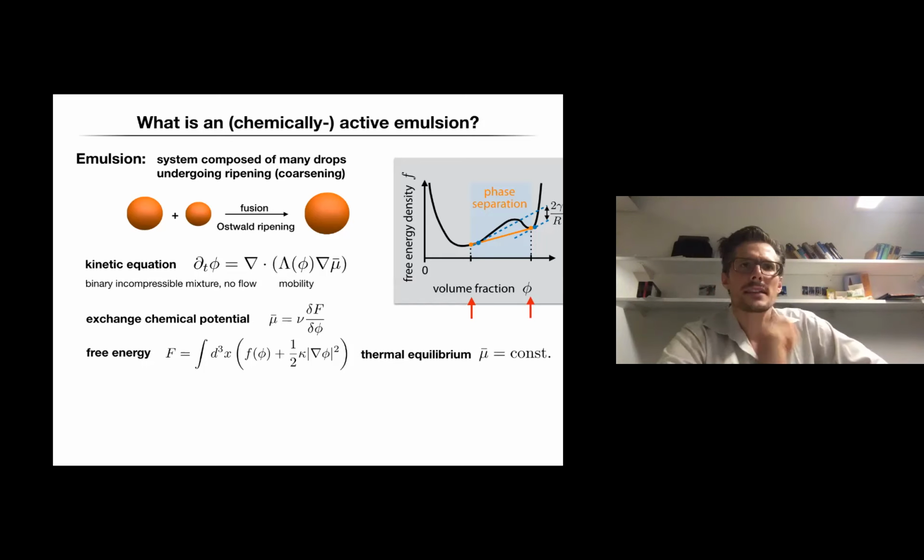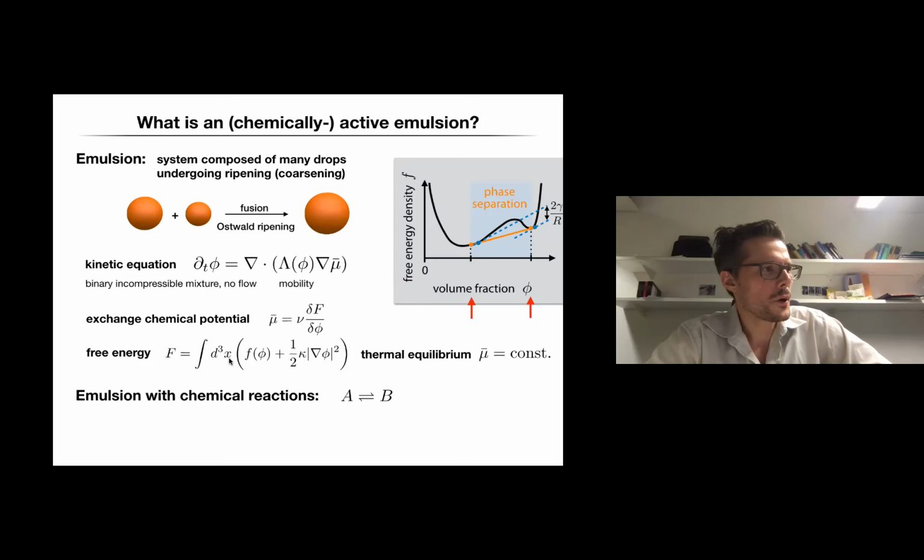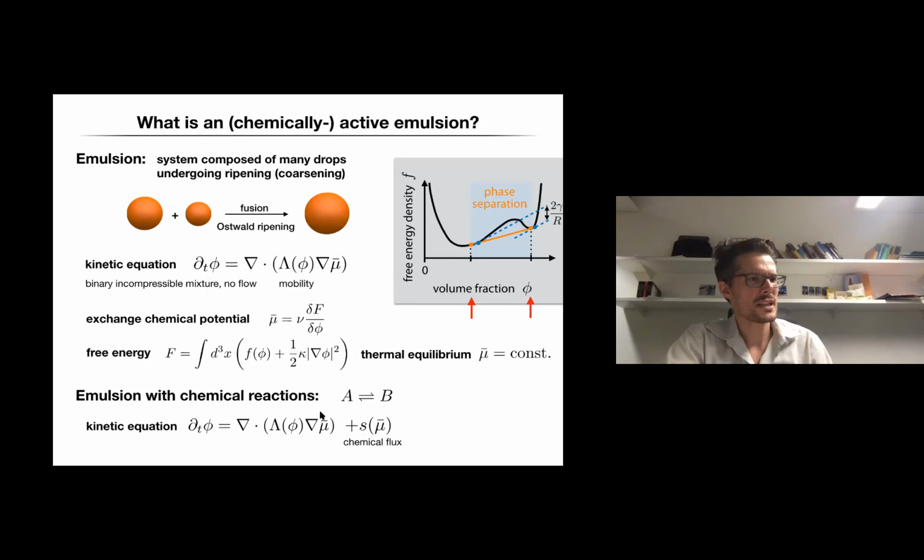Okay, now let's add chemical reaction. What changes in this very simple system of a binary mixture once you add chemical reactions? The simplest case you would like to study first is a simple chemical reaction between A and B. So A becomes B and B can become A. How would this kinetic equation change? It would change as follows.